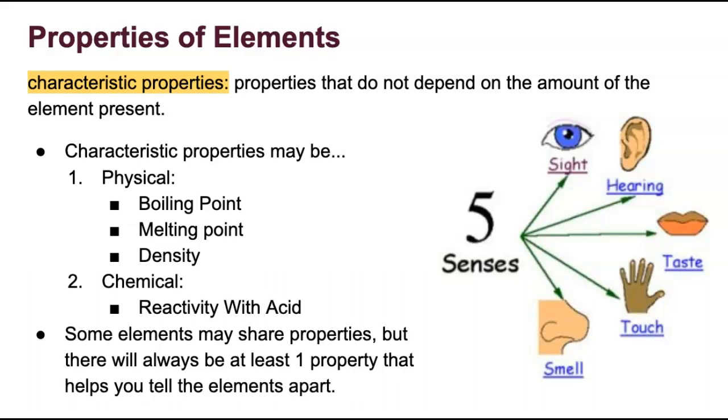Some elements may share characteristic properties in common, but there will always be at least one property that allows you to tell elements apart. Sort of like twins, right? There might be a lot of things that twins have in common in some instances, but there'll be at least one way that you can tell those 2 individuals apart. Characteristic properties, recall, do not depend on the amount of an element present. In other words, a characteristic property like the boiling point of water is going to exist if we have just one water molecule, just as much as it would exist if we had a whole pan full.